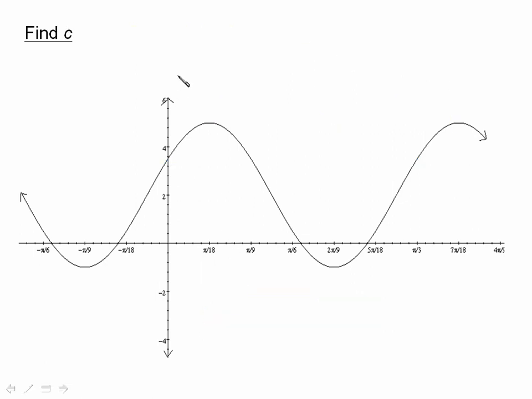Now, if we're going to call this one a cosine curve, we look for the starting point. So I look for the crest. And by inspection, C is equal to pi over 18.